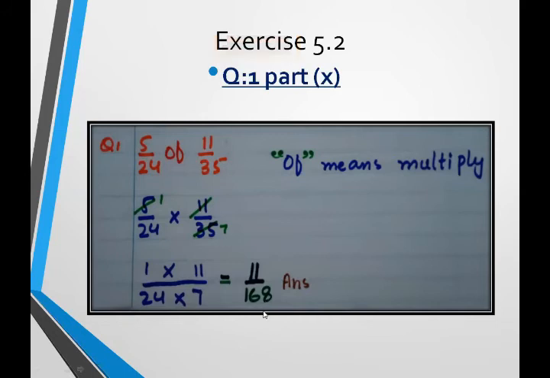No need to convert your answer in the form of whole number. Why? Because the question is already in the form of common fraction. So this is your answer. This is question number 1, part 10. Now, the next question.